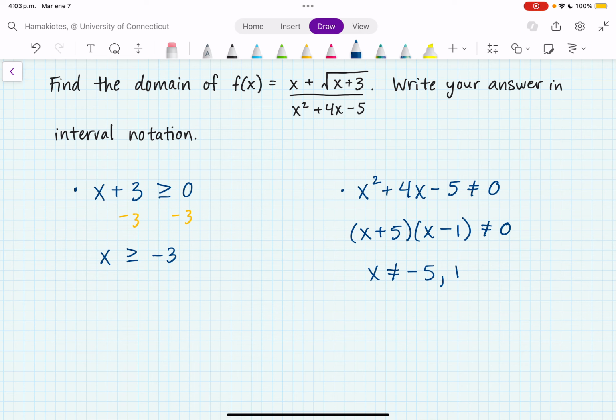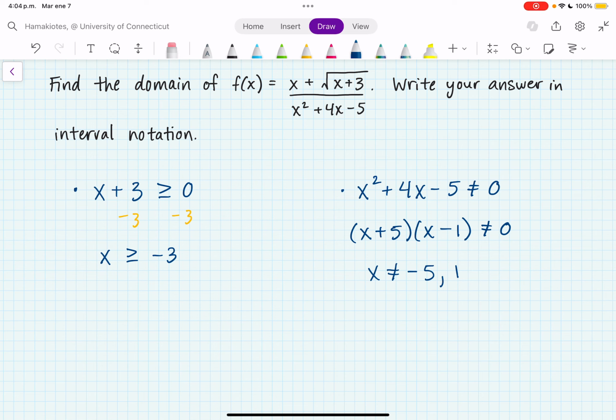Because if we plug in minus 5, then we get minus 5 plus 5, which is 0. And so the left-hand side will equal 0. And if we plug in 1, then we get 1 minus 1, which gives 0. So we cannot have these two values. Now notice that from our first condition, we get that x is greater than or equal to minus 3. So that removes this condition that x can't be minus 5. We don't have to worry about that.